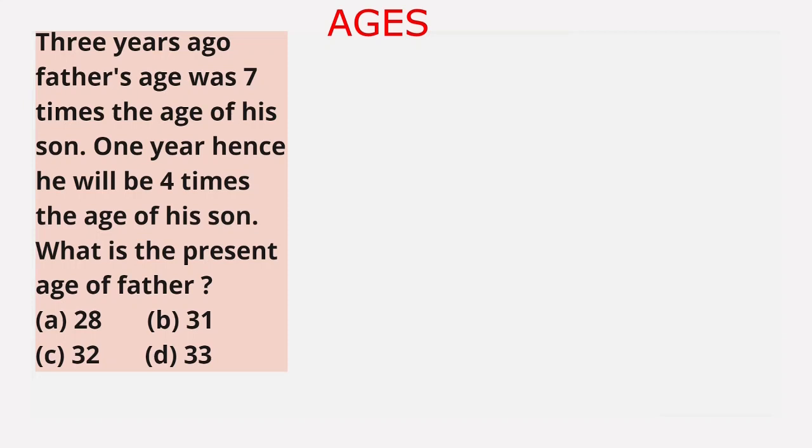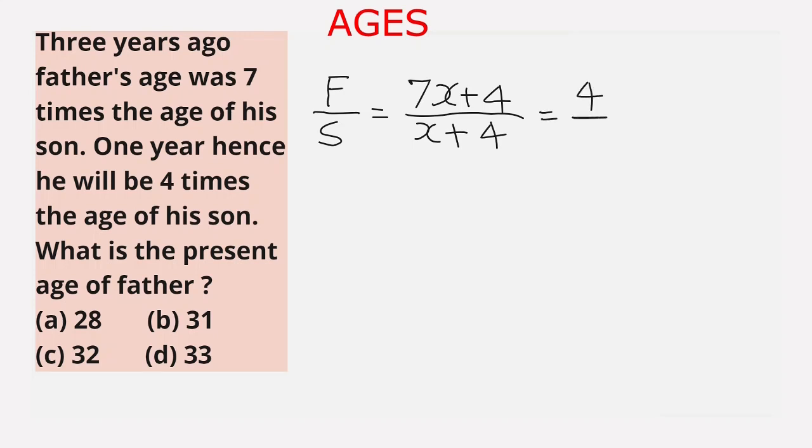I write F for father and S for son. So father ratio son is 7x ratio x, that is 7:1, and 3 years ago this was the age. Now 1 year hence, that is 3 plus 1, that is 4 years from 3 years back, this ratio becomes 4:1, as the father's age is 4 times the son's age. So I add 4 to both the ages and write 7x plus 4 upon x plus 4, and this is equal to 4 upon 1.